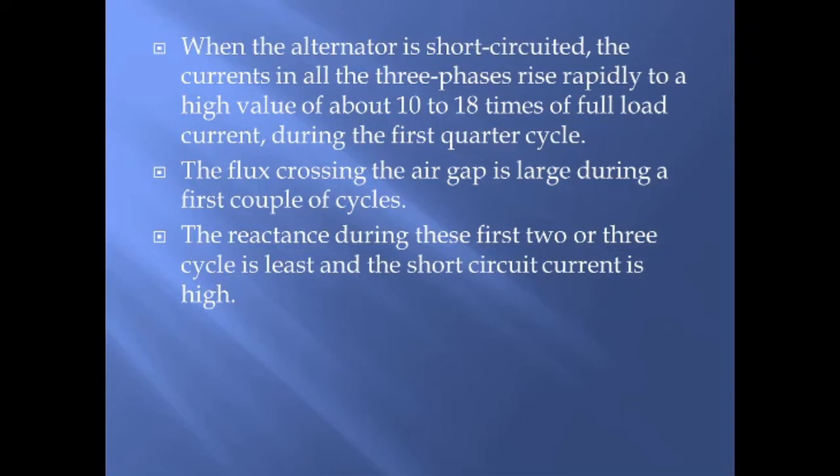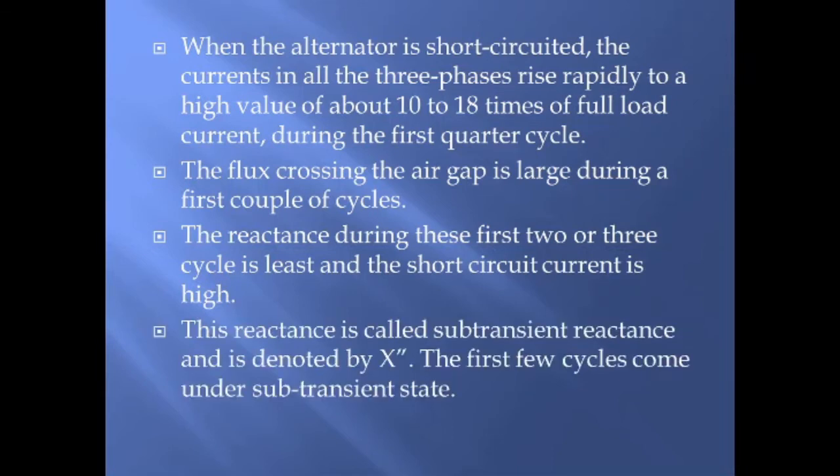So the reactance which is offered during this subtransient period is also very high. Now, the reactance which is offered to the flux in the subtransient period is denoted by X double dash. Okay, subtransient period रहता है तो उसको double dash से denote करते हैं, transient रहता है तो dash से denote करते हैं. Alright, so this reactance is called the subtransient reactance, very important point, and it is denoted by X double dash.